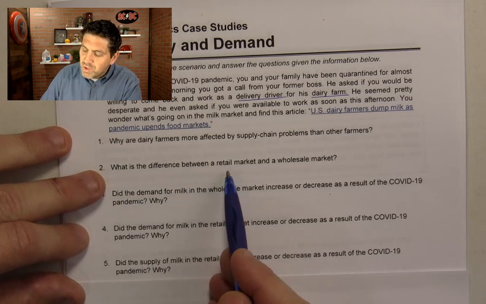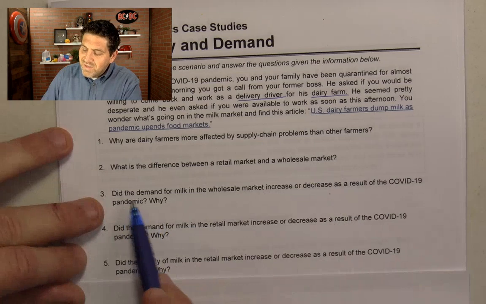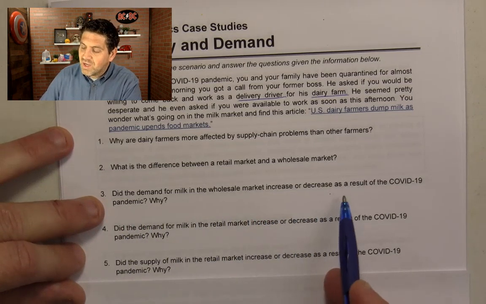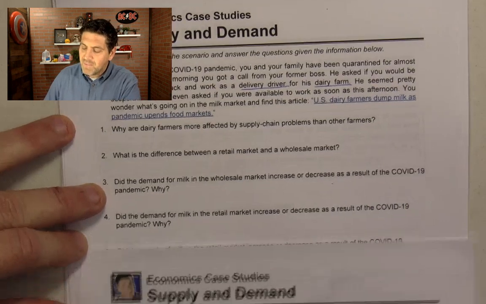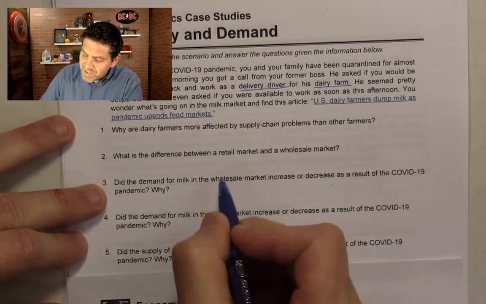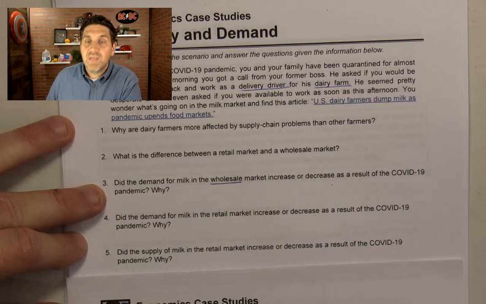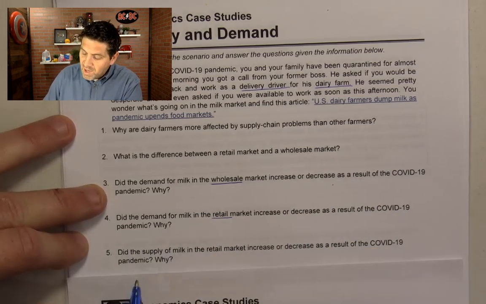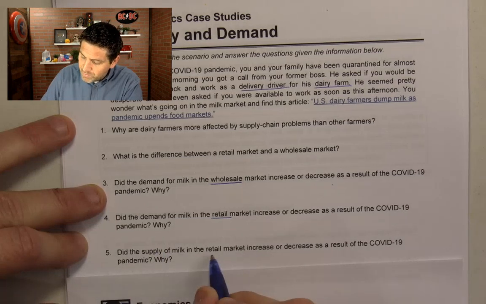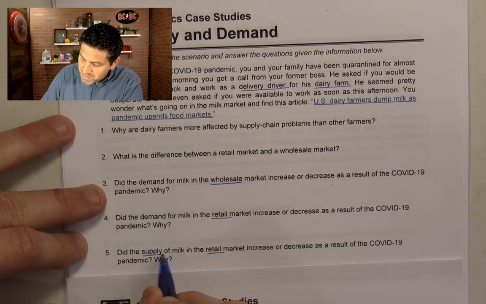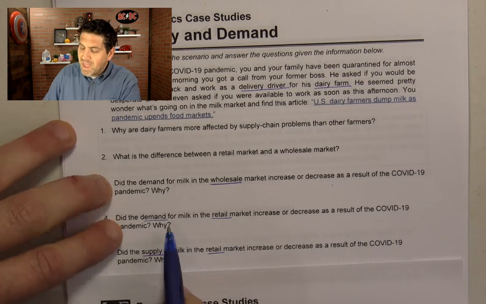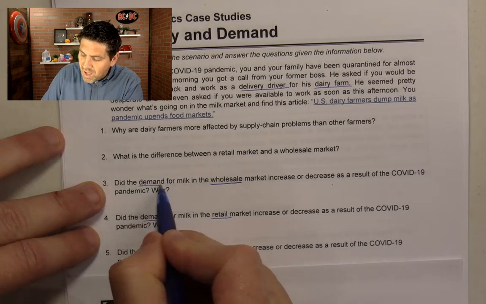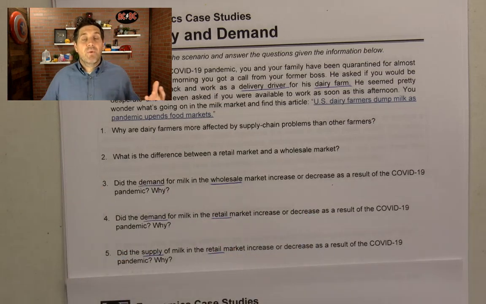What is the difference between the retail market and the wholesale market? Did the demand for milk in the wholesale market increase or decrease as a result of the COVID-19 pandemic? Did the demand in the retail market increase or decrease? And did the supply of milk in the retail market change? Notice this one's supply, this one's demand. So: demand of retail milk, supply of retail milk, and demand of wholesale milk. What's going to happen with all those?